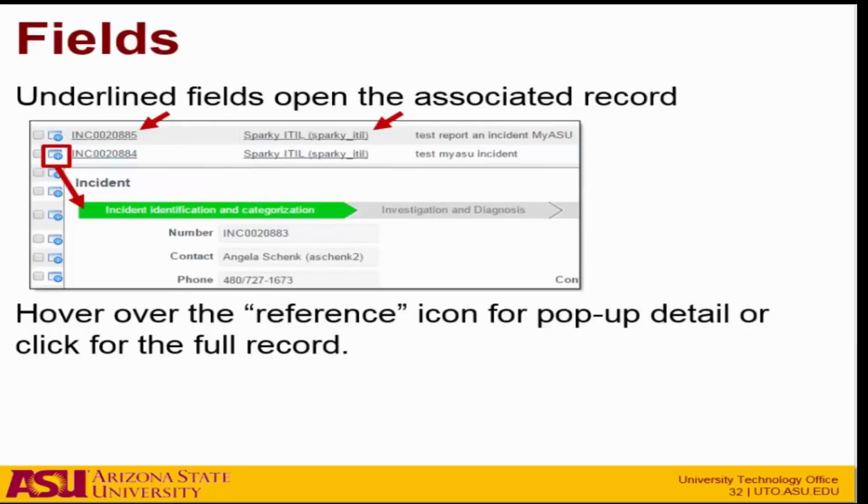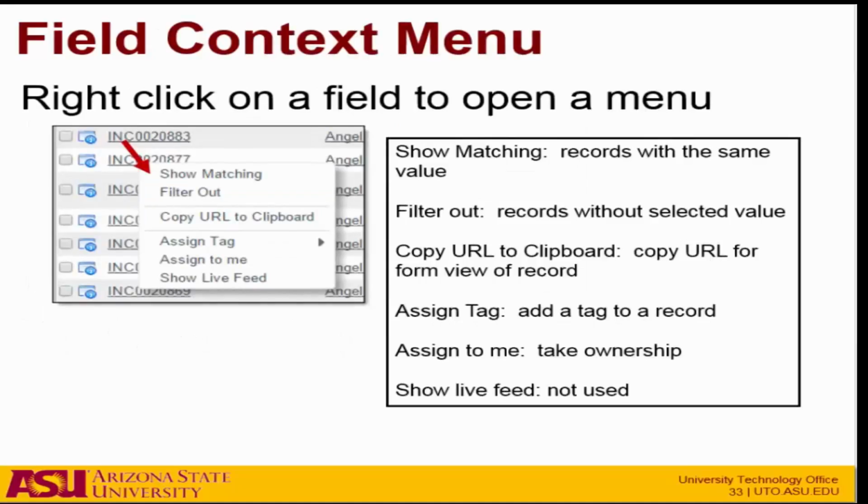If you right-click on any field in a list, you'll get a context menu. Show Matching will filter the list and show you only the records that have an identical item in that particular field. Filtering Out will do the opposite of that, so it will show you all of the records that don't have that in that particular column. You can copy the link to your clipboard, and you can also tag it. And if that particular record is one that you need to take care of, you can click on Assign to Me.